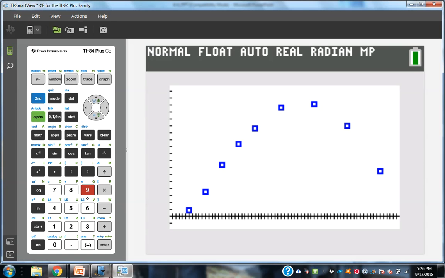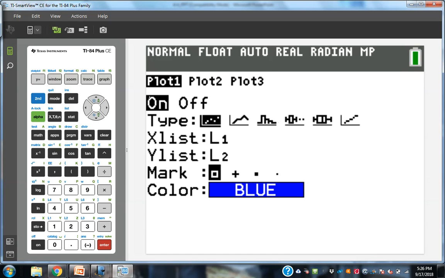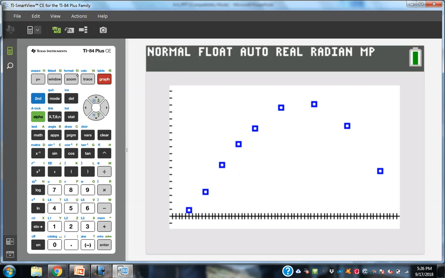So second y equals, press enter on number 1, turn that scatter plot on. Everything else should be already set up for us. Hit graph, zoom 9. We can see that that's quadratic. That's what's going to clue us in to whether we need to do a linear regression or a quadratic regression. Okay, so I want to do a quadratic regression on that.